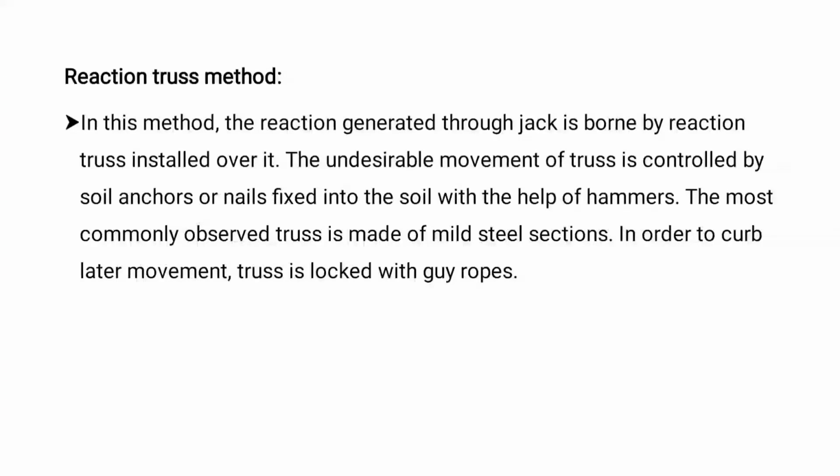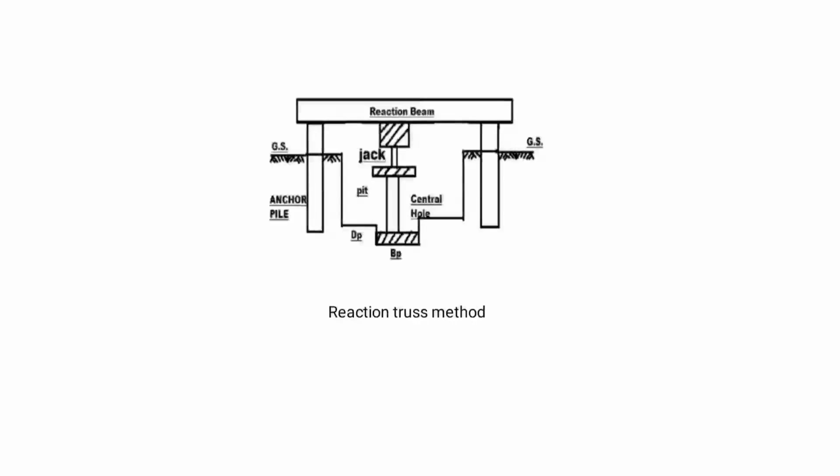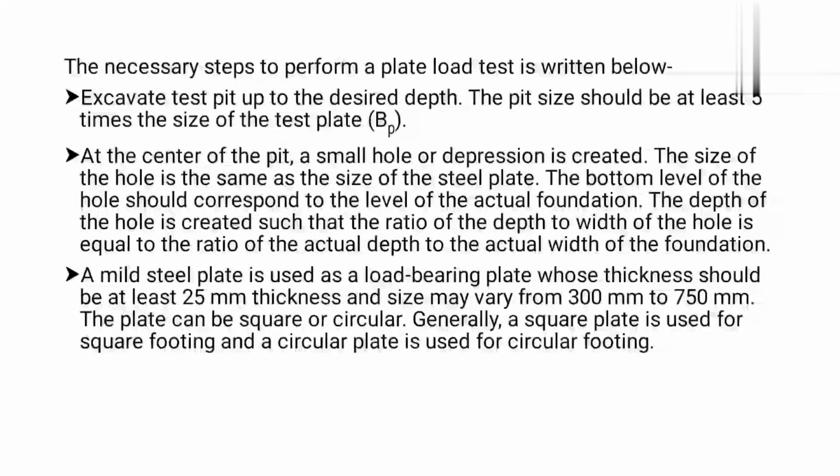Next one is the reaction truss method. In the reaction truss method, the reaction is generated through the jack by the reaction truss. The undesirable moment caused due to the reactions of the truss is controlled by an angle, which is fixed into the soil with the help of a hammer. So this is a figure.